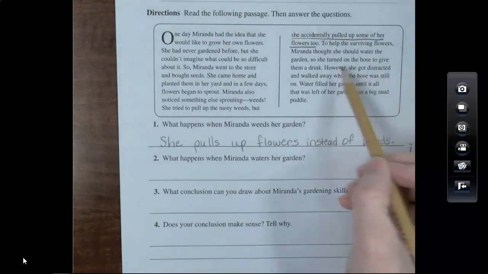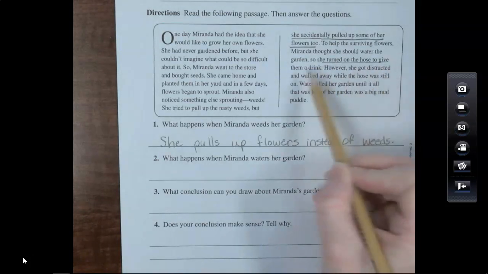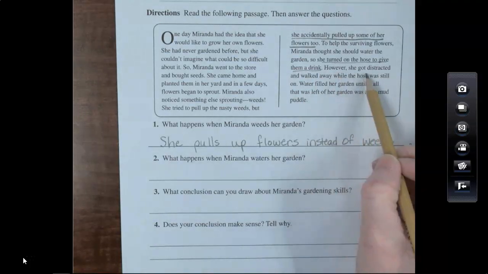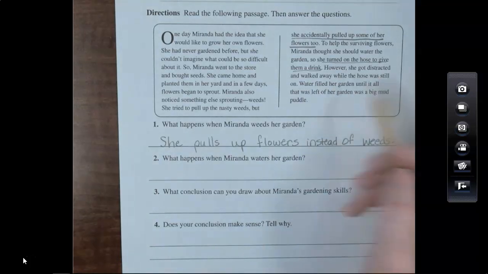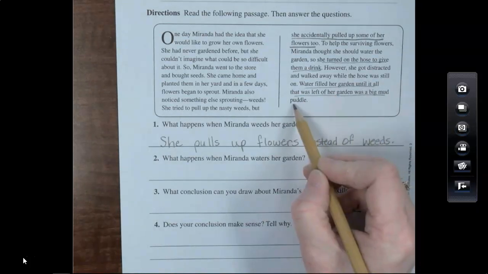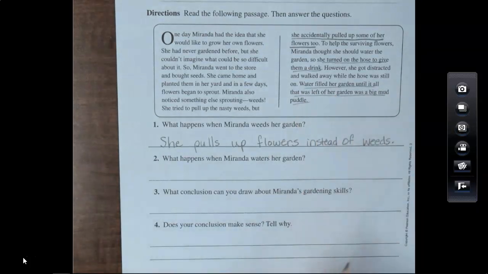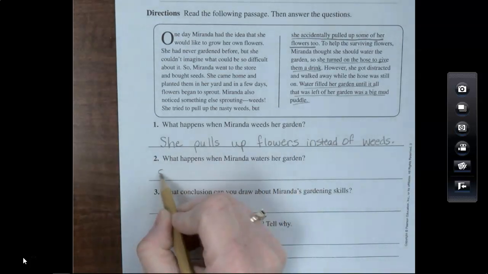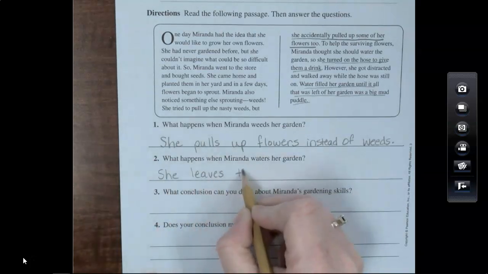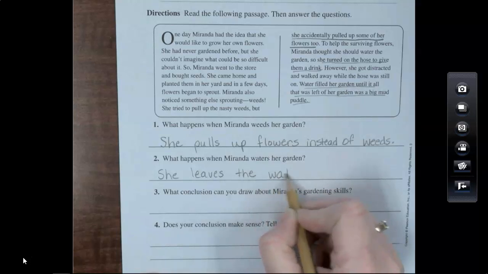So if we look back here, it says she turns on the hose to give them a drink. That's where she waters them. However, she got distracted and she walked away while the hose was still on. So what happened? Water filled her garden until all that was left was a big puddle. So Miranda left the water hose on too long. So what happens when Miranda waters her garden? She leaves the water hose on too long.